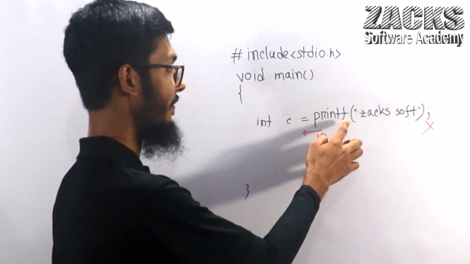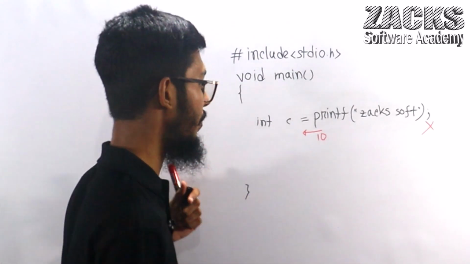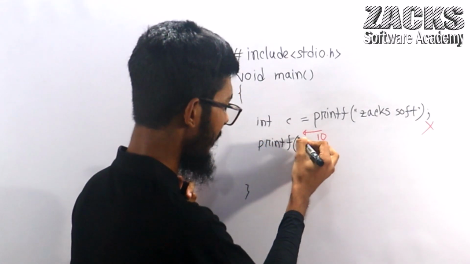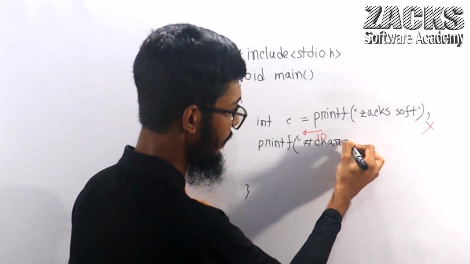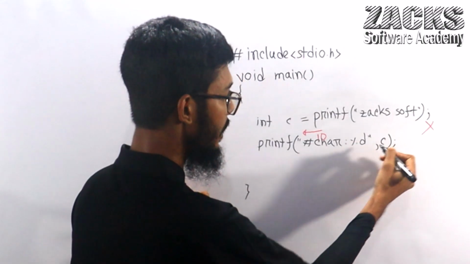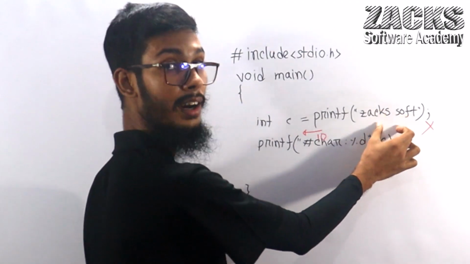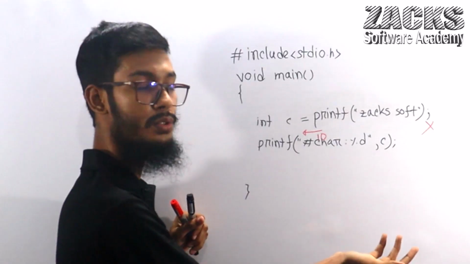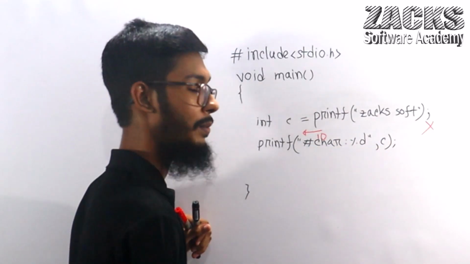So here the printf function returns an integer value. If you want, you can see the output also, like printf, for example, number of characters, percentage d, you know very well now, for example the value of c. So the printf function returns the number of characters present in the string. I hope you got this point. So what is the output? Simply in the console we see number of characters 10. We see the output this way.